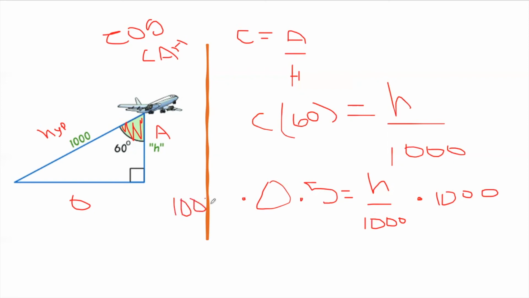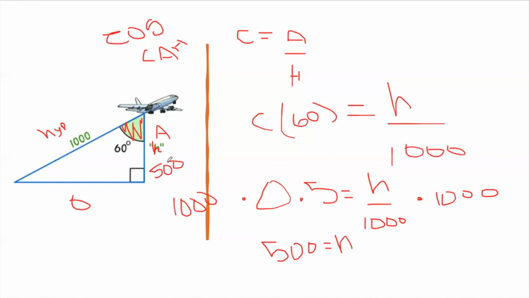Okay, here it is. So 0.5 times 1,000 is equal to 500. So 500 is equal to h. Now remember, don't get confused. h isn't hypotenuse, h is the adjacent, because we are solving for a lowercase h, not an uppercase H. So our adjacent would be 500.